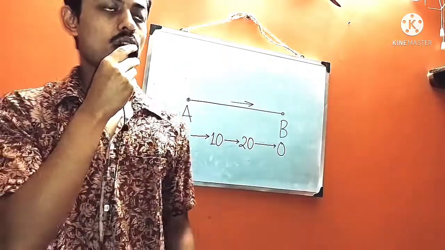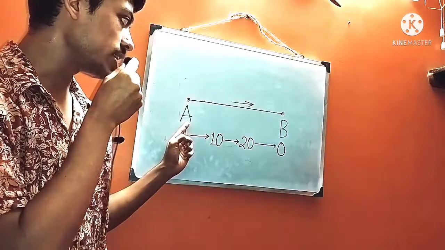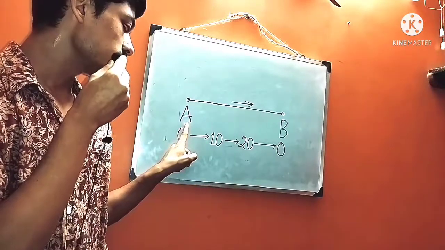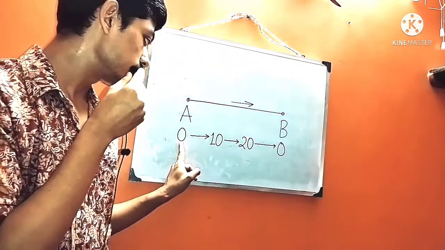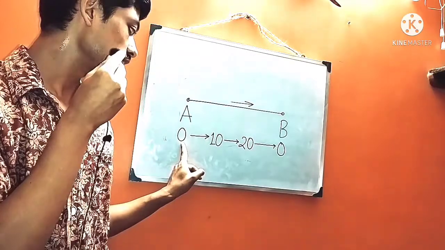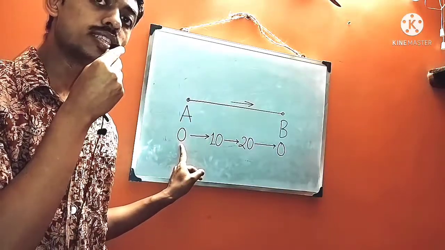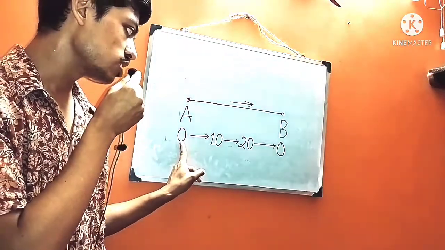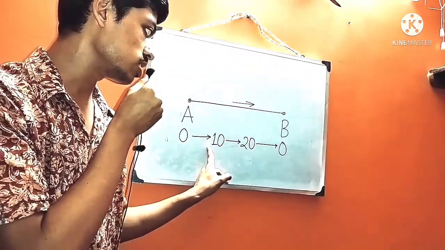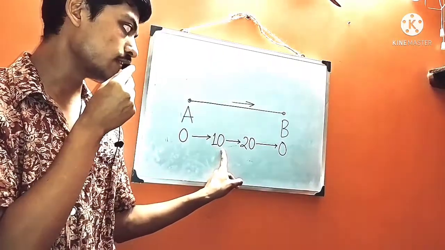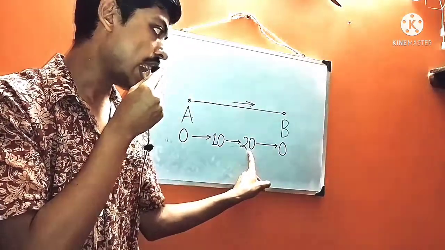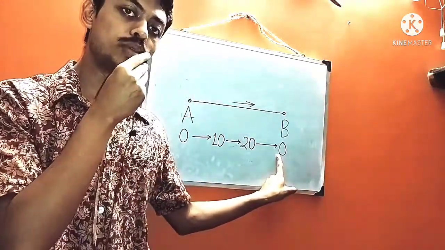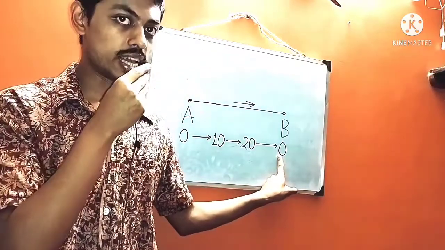For example, a bus which is moving from point A to point B, what happens? Like a bus is starting from point A, that means it is starting from 0. Its speed is, for example, 0 meters per second. When it starts from A, it increases its speed to 10 meters per second and then further to 20 meters per second. As soon as it approaches point B, it decreases its speed to 0 meters per second.